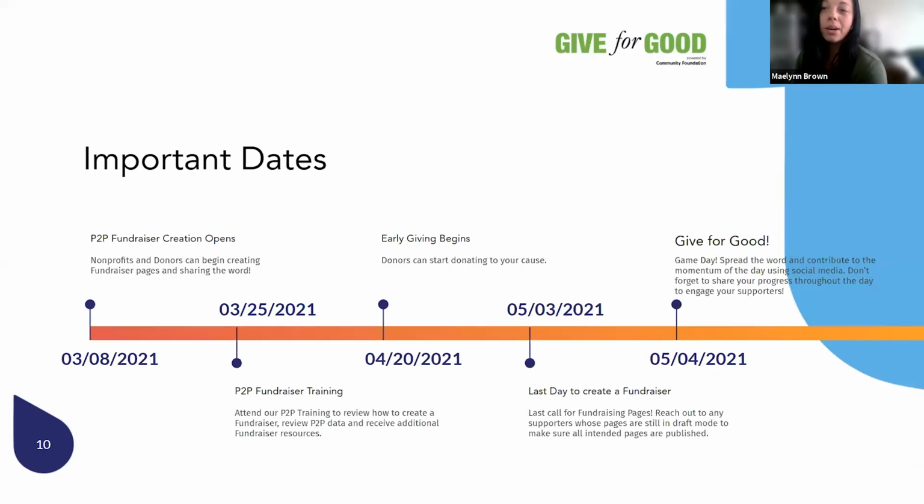And kind of a look through at some important dates. The first two bullets, we are basically here at the training today. So the next one we're looking at is early giving, opens on April 20th. You can start creating peer-to-peer pages now. And then on the 20th is the soonest that folks can start going ahead and donating to your page. The last day to create pages is on the 3rd, the day before the event. And then your Give for Good event is on the 4th.